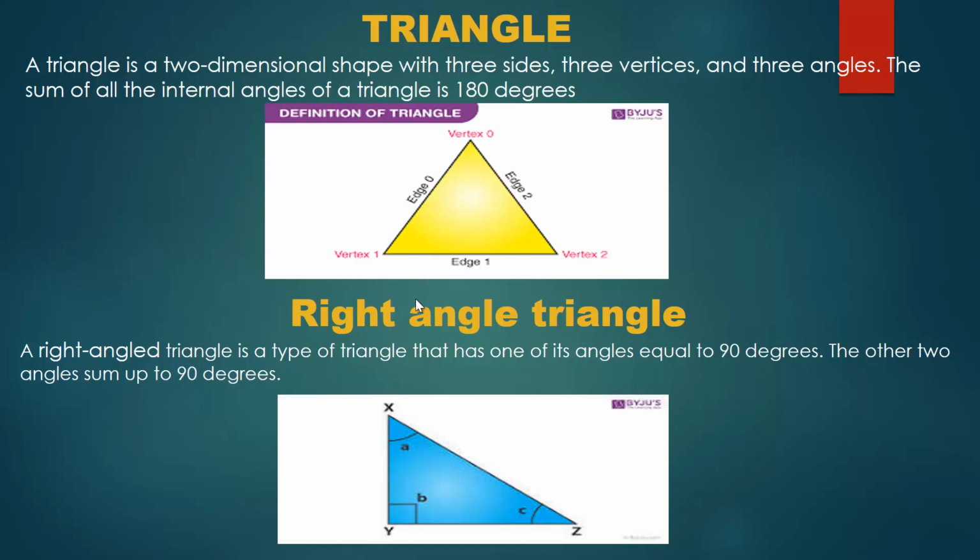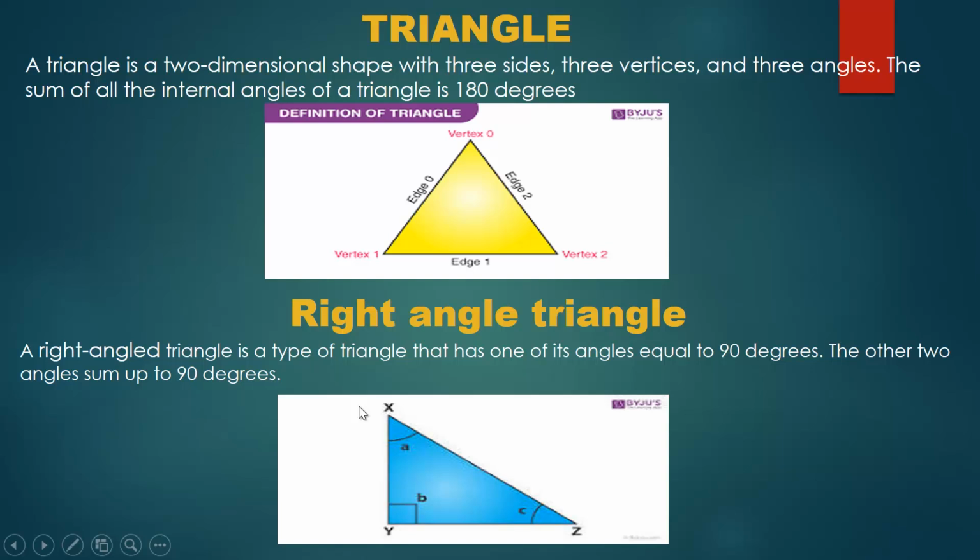And the second definition is the right angle triangle. So what is a right angle triangle? According to the definition, a right angle triangle is a type of triangle that has one of its angles equal to 90 degrees. The other two angles sum up to 90 degrees.